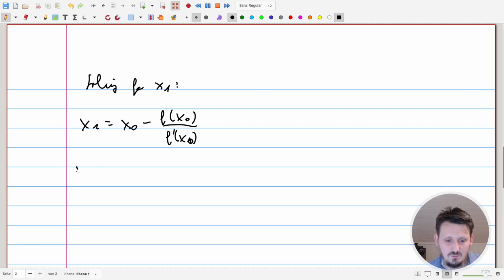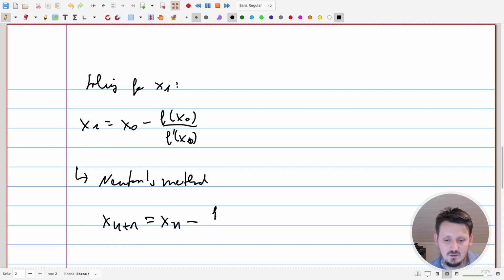So this is then finally leading to this formula, which is called Newton's method. And we can write this in the following way: x n plus 1 equals x n minus f of x n divided by f prime of x n.